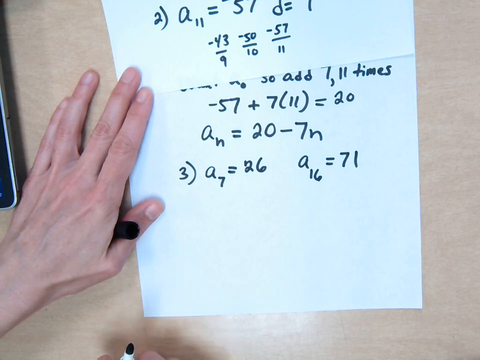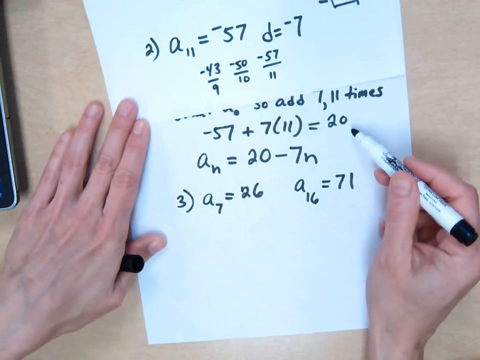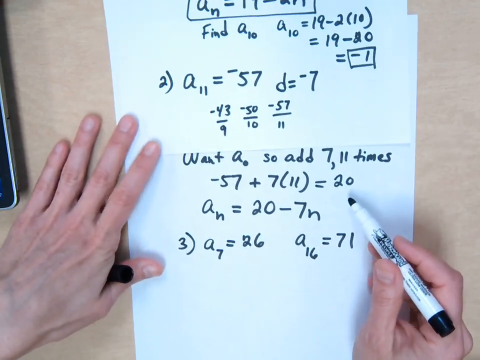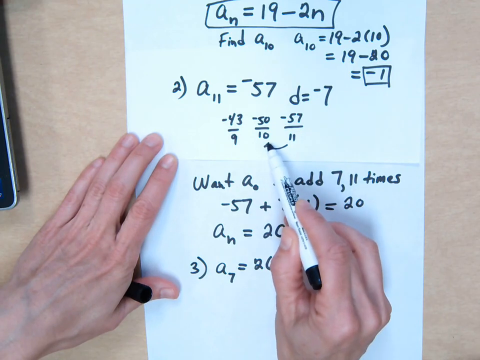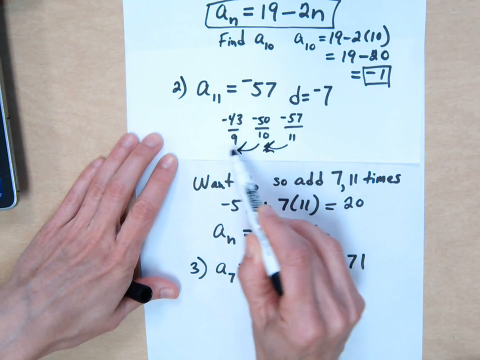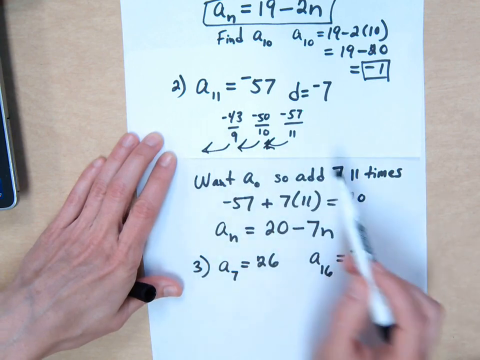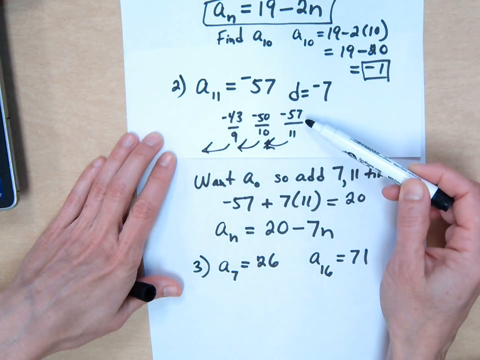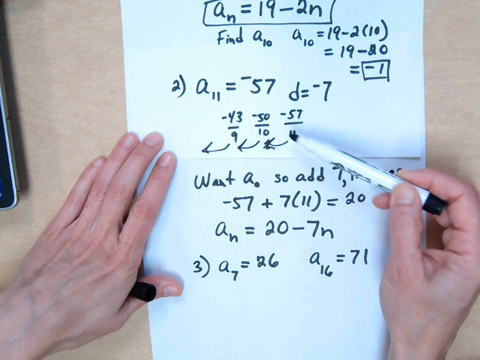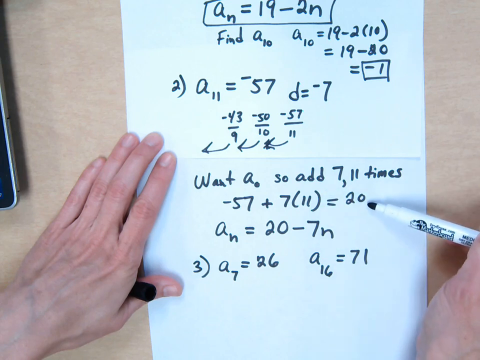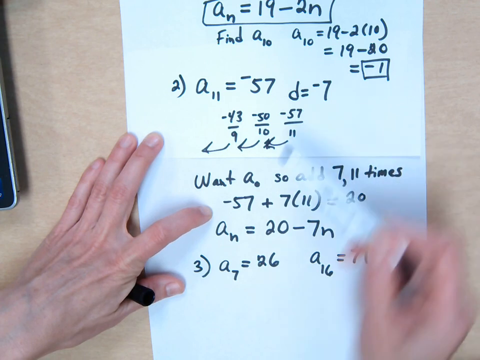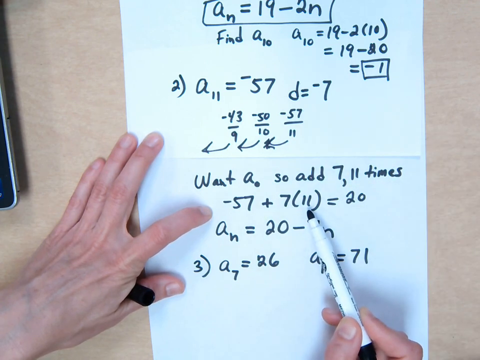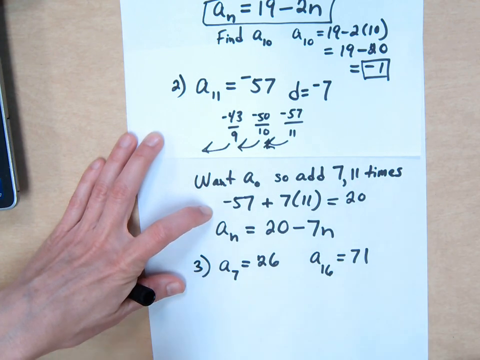So where did you get the 20 from? Where did the 20 come from here? That's the 0th term, because I wanted to move backward. I was trying to move backward to find the 0th term. The 11th term is that. So I had to add 7 11 times to get to the 0th term. So I did negative 57, and then I added 7 11 times. Yeah, that equals 20.